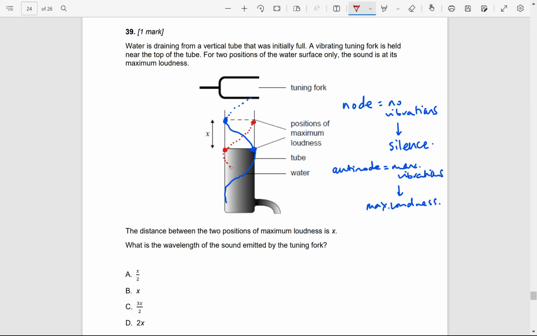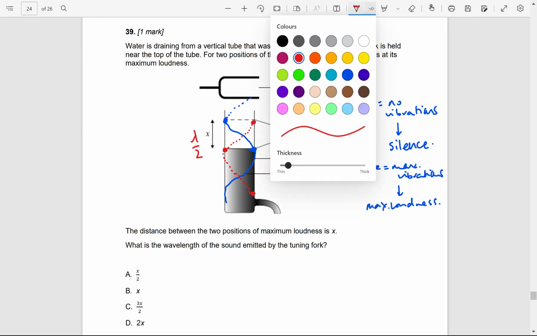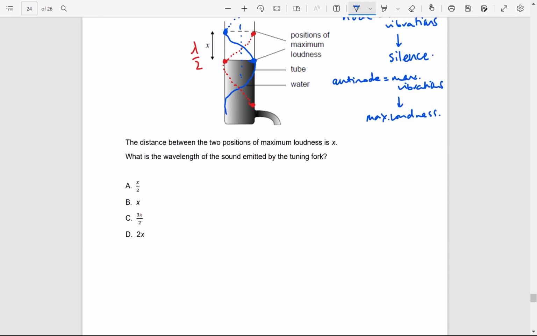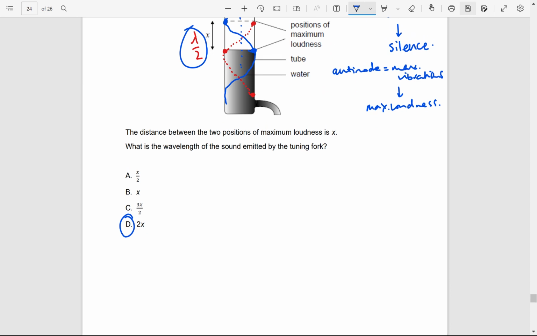So the reflection is going to be like that kind of thing. All right. So we can see that this is lambda over 2 because we're going from crest to trough, so to speak, where this is your reflection. Okay, so one wavelength is going to be double that, so it's going to be 2x.